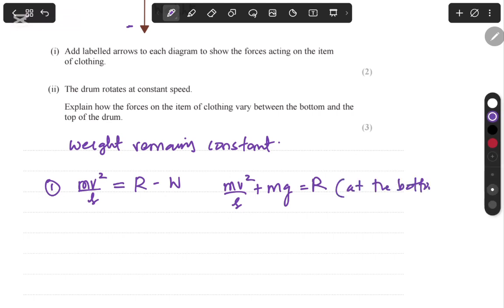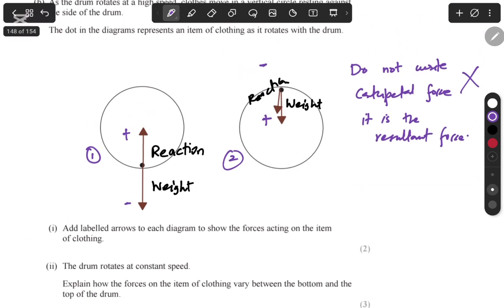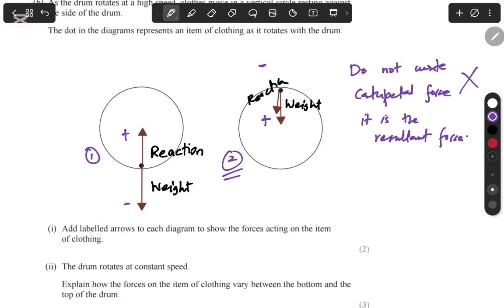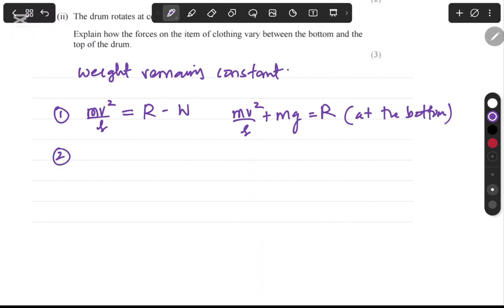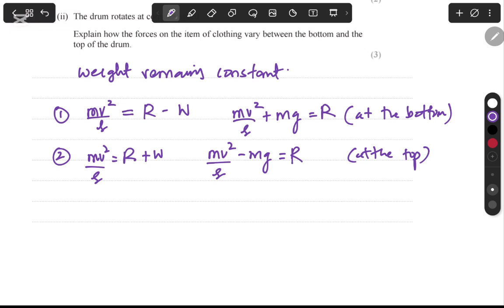Now, at the top, which is the second diagram, we can see that the reaction and weight both are in the direction of the centripetal force. So we're going to say down is positive and up will be negative. And then for the second diagram, at the top, we can say mv squared over r is equal to reaction plus weight. And then we can make reaction the subject again, so mv squared over r minus mg is equal to the reaction.